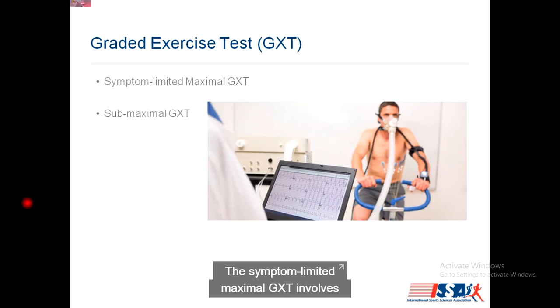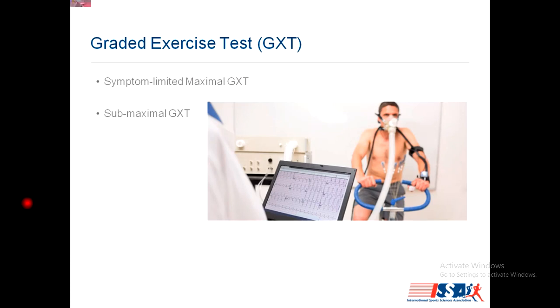The symptom-limited maximal GXT involves the progressive increase in exercise intensity until signs or symptoms of exertion intolerance occur. The submaximal GXT involves the progressive increase of exercise intensity until a predetermined endpoint is reached, or until a sign or symptom of exertion intolerance occurs.